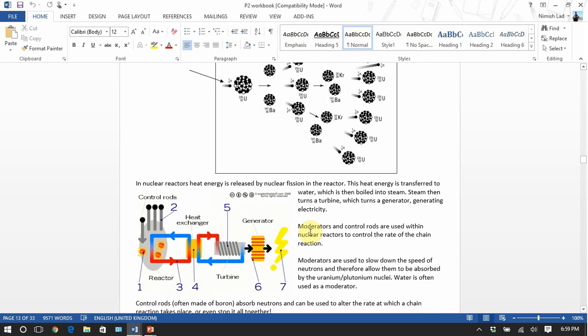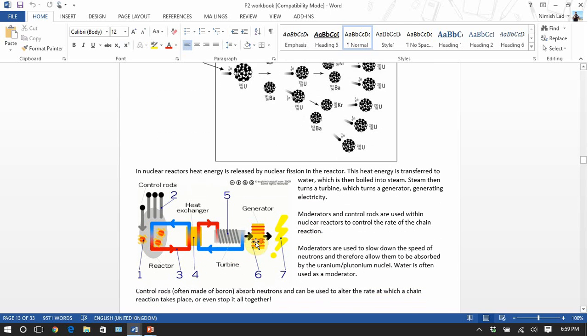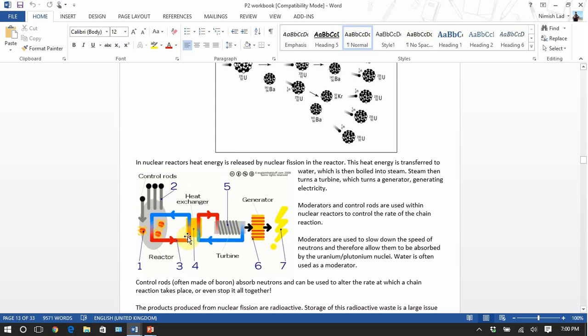So we need to be able to control this reaction, so we do it inside of a nuclear reactor. Here's a diagram of a reactor. So you have a heat exchanger here. The heat released by the reaction turns the cold water to hot water, turns it to steam, steam turns a turbine, which turns a generator, which makes electricity.